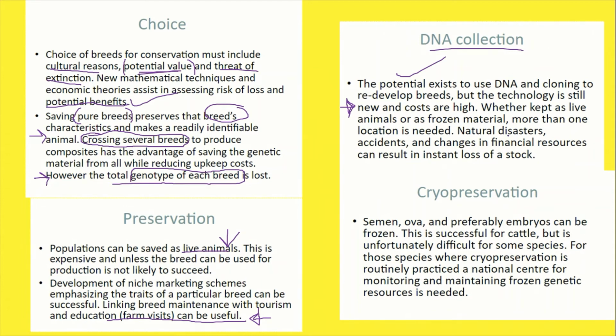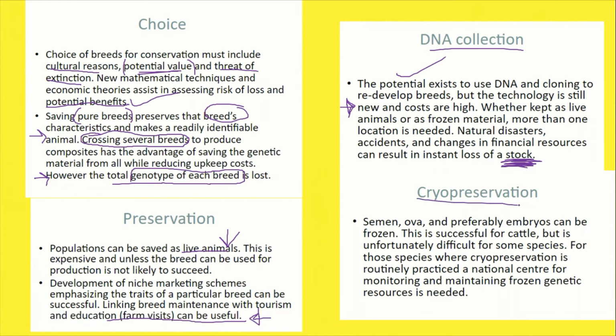Yeah, because of natural disasters and accidents and changes in financial resources as a result of instant loss of the stock. So to avoid stock loss, you cannot put the DNA of an animal or a plant in just one location. You have to redistribute it in different places in case there will be a natural disaster. If you put it in one lab, what if the electricity gets, of course there is backup, but what if there comes an issue of electricity, your power banks are not working, then it would result in loss of that DNA that you have collected.